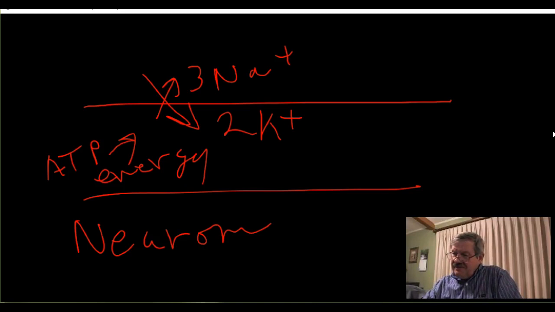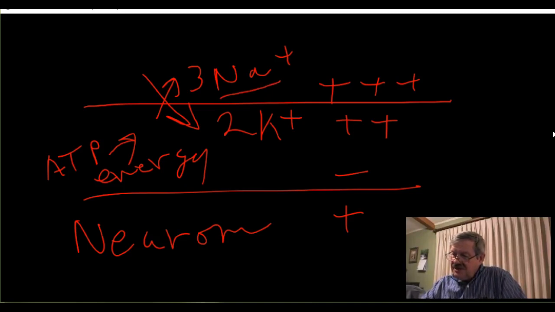So you notice we have a difference in electrical charges. We have 3 positive charges on the outside of the cell, only 2 positive charges on the inside of the cell. So we've got more positives on the outside, fewer positives on the inside. So we regard this as being positive charge on the outside, negative on the inside, but that only means that we have more positives on the outside than on the inside. We also have a chemical difference. We've got an abundance of sodiums now on the outside, an abundance of potassiums on the inside.